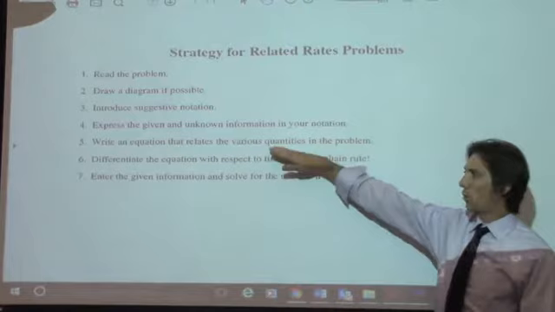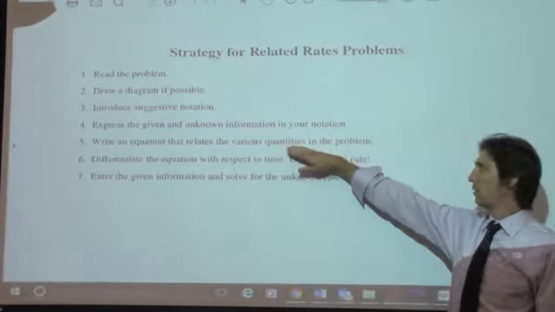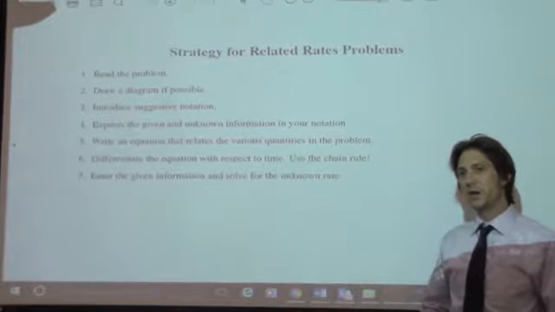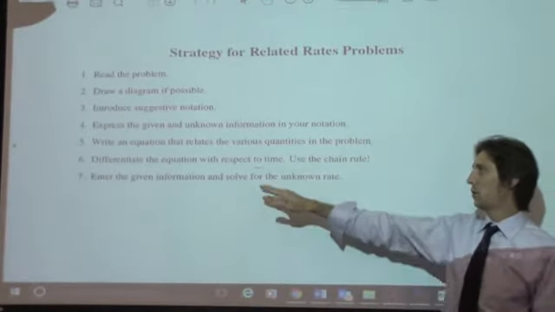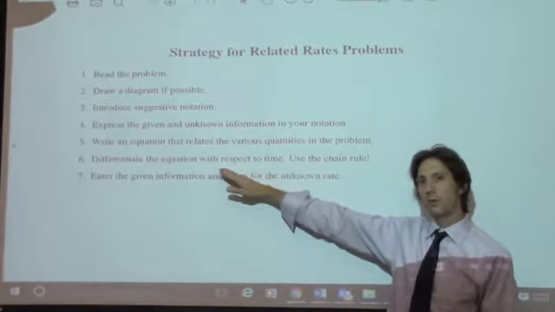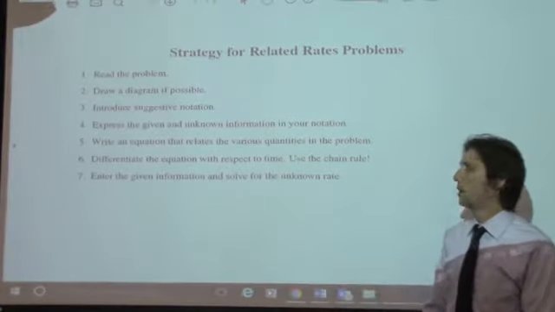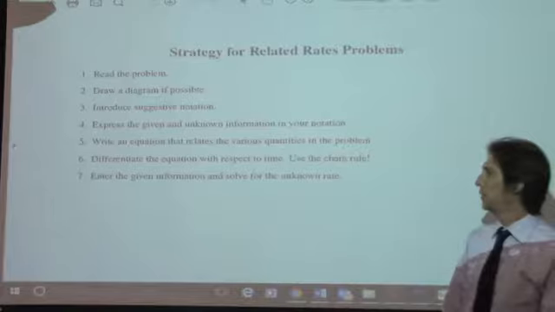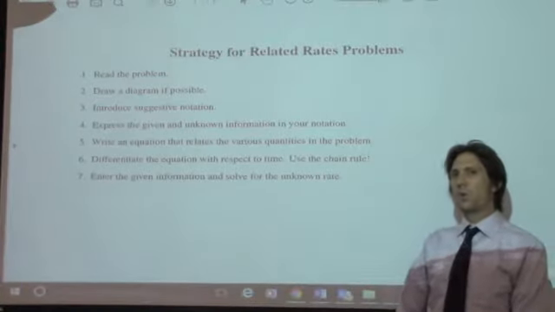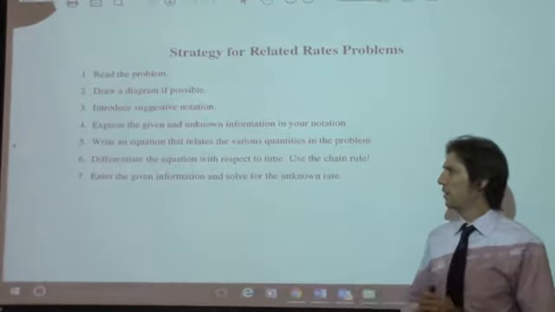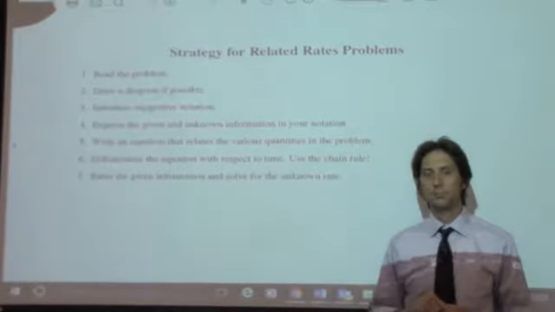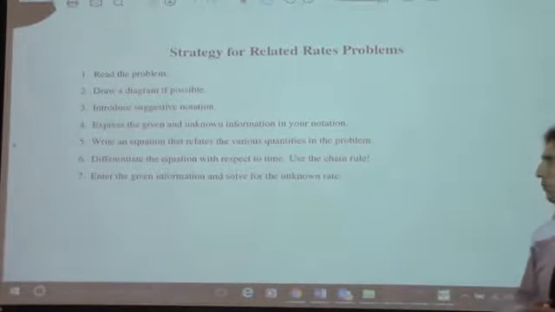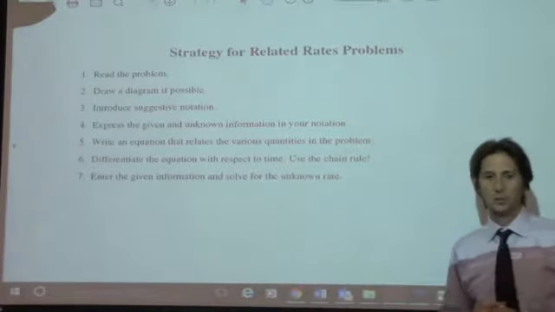As such, once we have our equation relating the quantities in part 5, we will use implicit differentiation that we just discussed in order to get the derivatives with respect to time into the problem. Don't forget to use the chain rule when differentiating. At the very end of the problem is when we enter what we're given and solve for the unknown. Today we will work through 2 examples to show you how this strategy plays out.